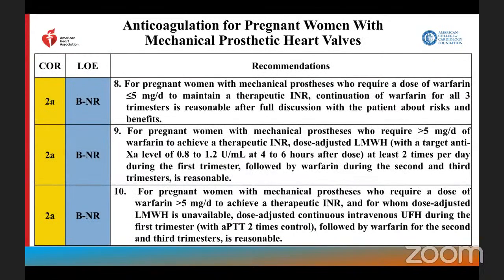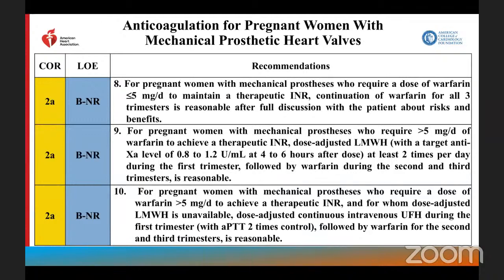For women with a mechanical prosthesis who require a dose of warfarin equal to or less than 5 milligrams per day to maintain a therapeutic INR, continuation of warfarin for all 3 trimesters is reasonable after full discussion with the patient about risks and benefits. It's a class 2A.